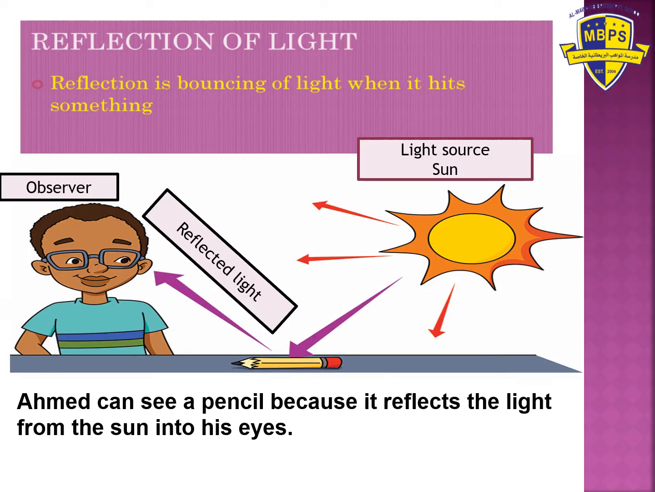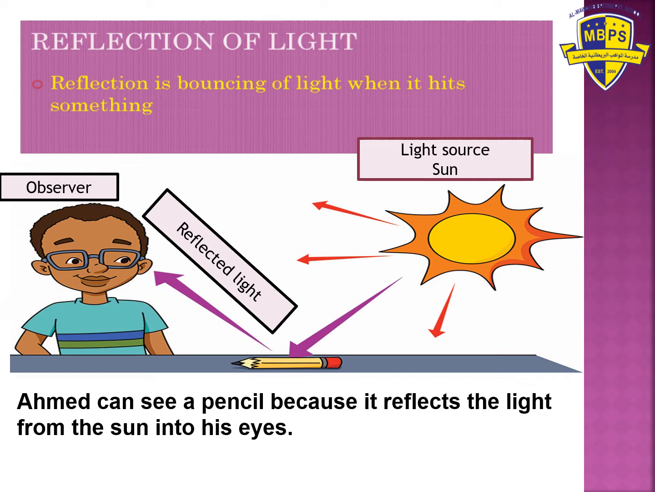Now, let's talk about reflection of light. What is the meaning of reflection of light? Can you see this picture? What do you understand from this picture? Reflection means it's the bouncing of light when it hits something. Means bouncing back of light.